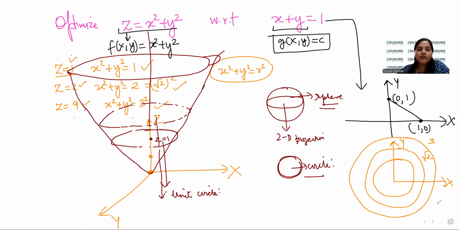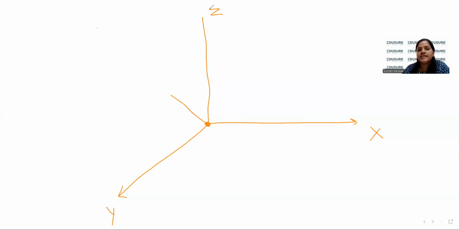Now let's see what is happening. Now you have this kind of a situation. This is x-axis, this is y-axis, this is z-axis. So we are making a rough figure. And we know that z is positive because z is equal to x square plus y square. Suppose something like this is happening.